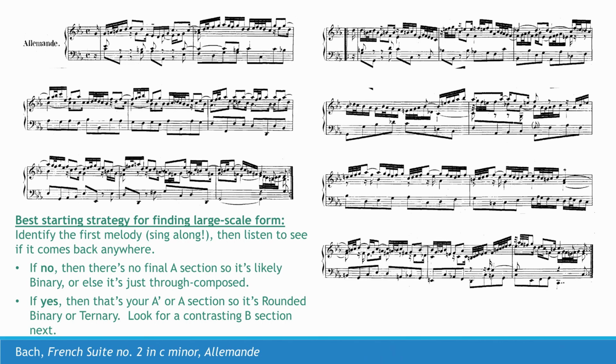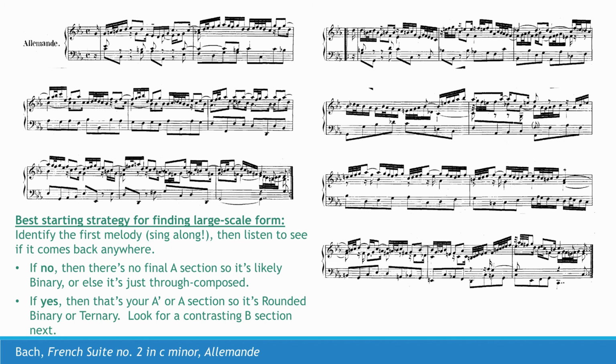So your best starting strategy for finding large-scale form is to first identify your melody and sing along with it. It's going to help internalize this thing for you. You're then going to listen to see if it comes back anywhere. If the answer to that question is no, then there's no final A section.